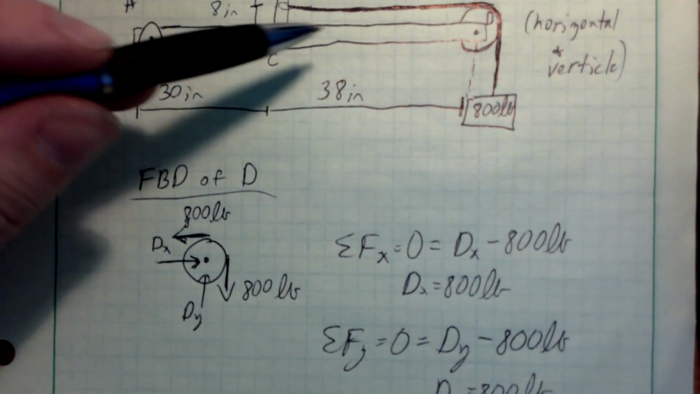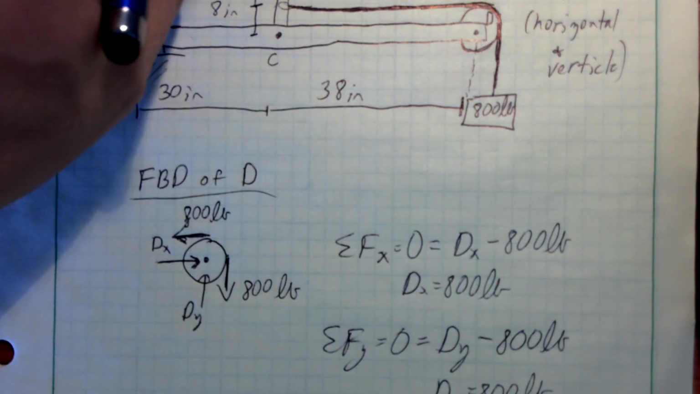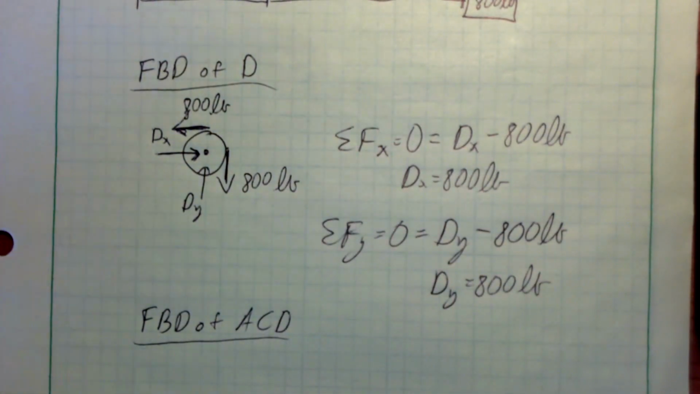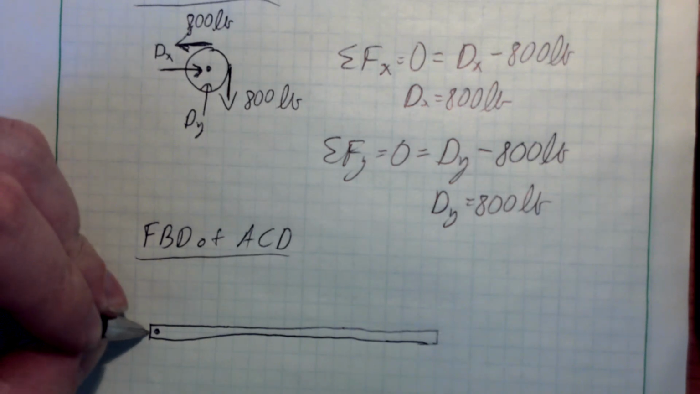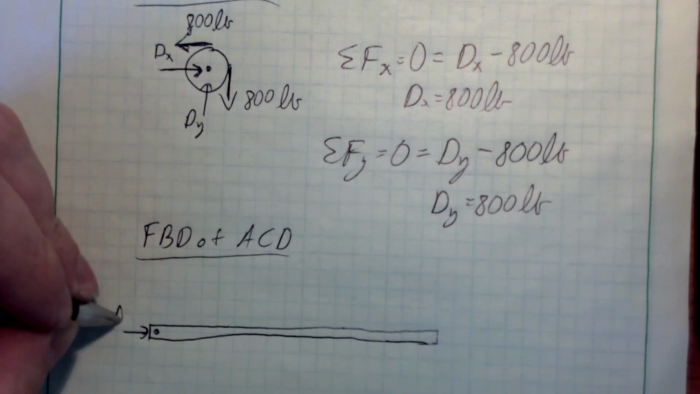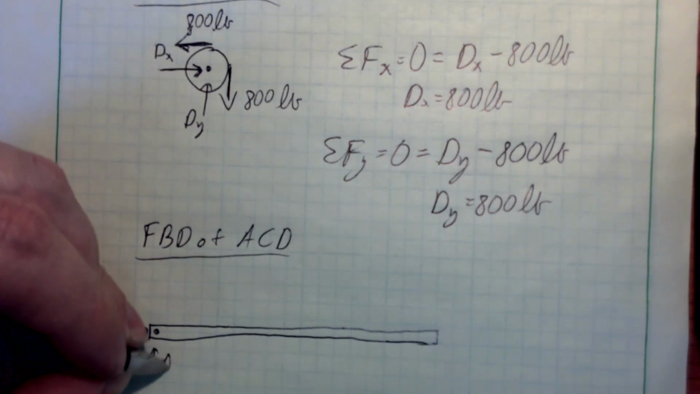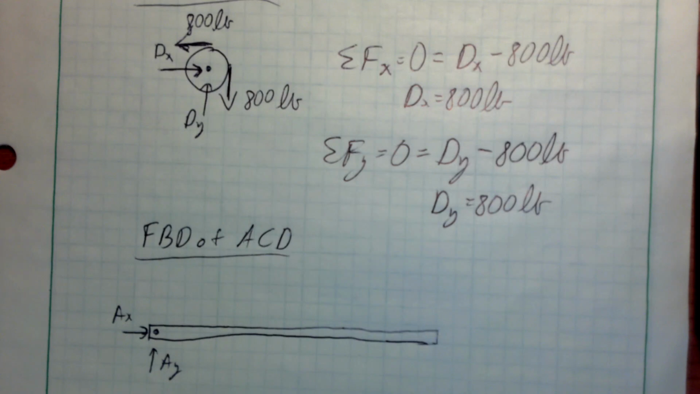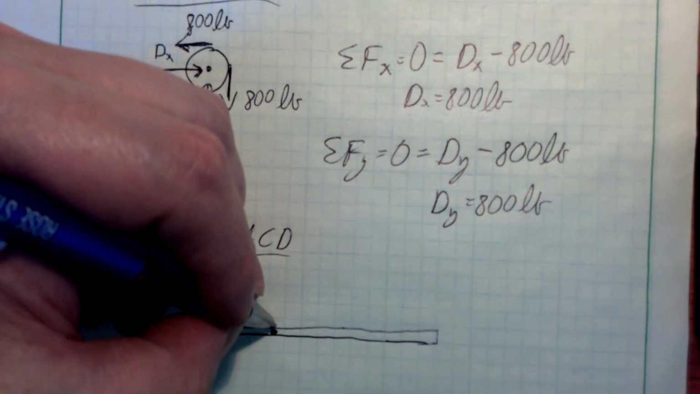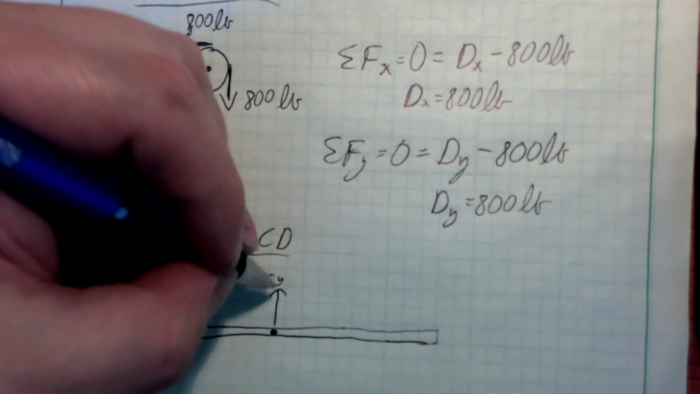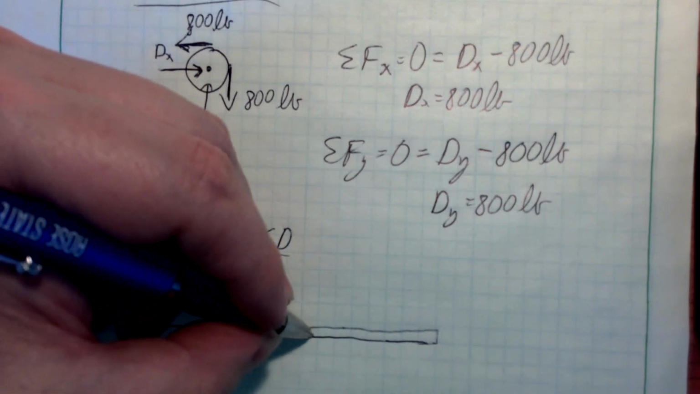All right, so I'm drawing a free body diagram of ACD here. Now I've taken apart pins at point A. This is the first side I'm seeing of A, so I'm going to draw it AX and AY. I'm going to draw both of them positive because I don't know them. Same thing at C. I've taken a pin apart at C, so I'm going to draw CY and CX.